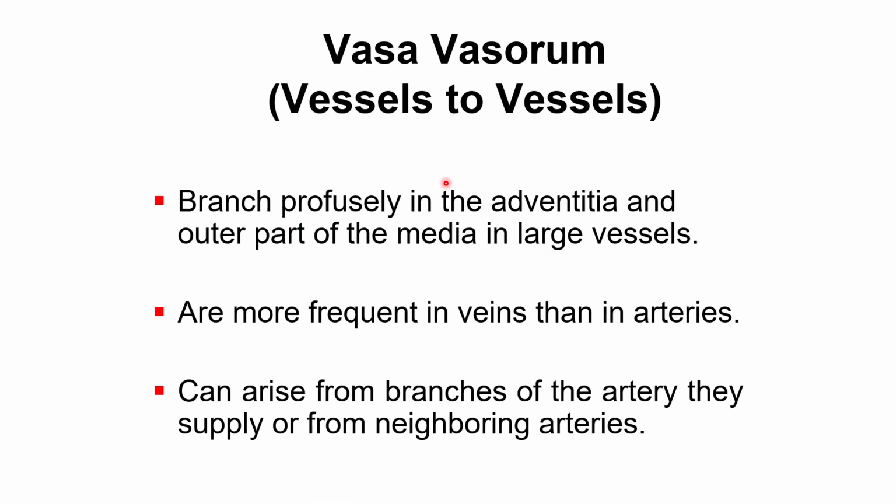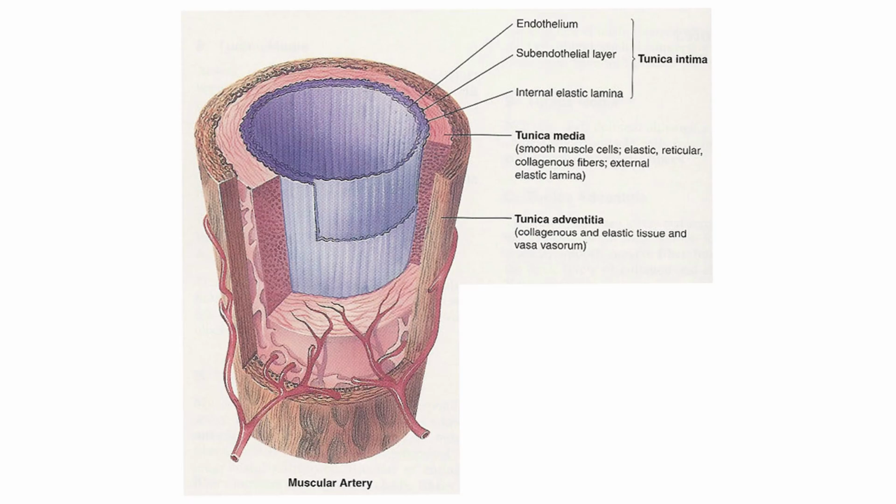Vasa vasorum is a concept that you should understand. Big vessels have vessels of their own. Especially as they are thick, the blood circulating inside the lumen of the vessel cannot reach all the layers, so we resort to vessels especially coming to supply the outer layers of these vessels, be it arteries or veins or whatever.